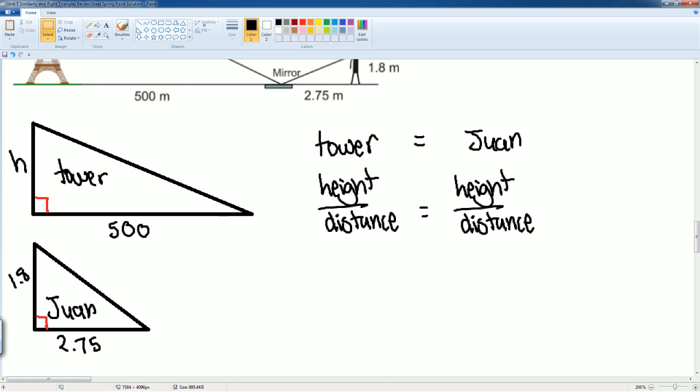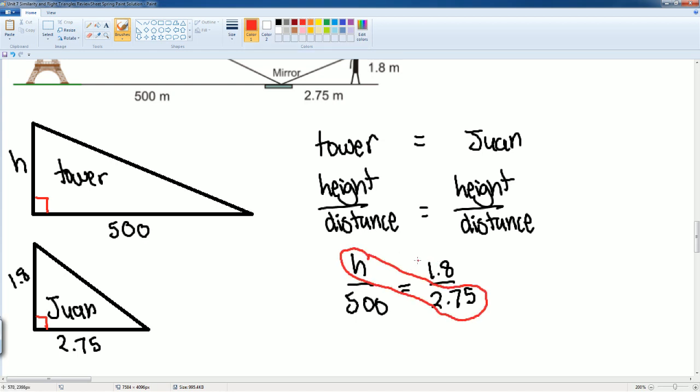So now we can plug it in. The height of the tower, which is our unknown, h, divided by its distance, which is 500, is going to be equal to Juan's height, which is 1.8, divided by the distance Juan is away, which is 2.75. Now we can cross multiply: h times 2.75 is equal to 1.8 times 500.